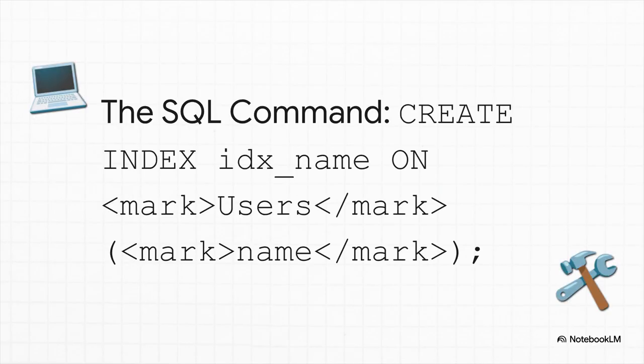And putting this into action is actually pretty straightforward for a developer. They just use a simple line of code like this one. This is basically a direct order to the database. It says, hey, listen up. People are going to be searching the users table by name all the time. So go ahead and build one of those super fast shortcuts for that name column.